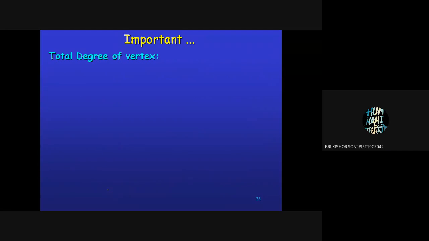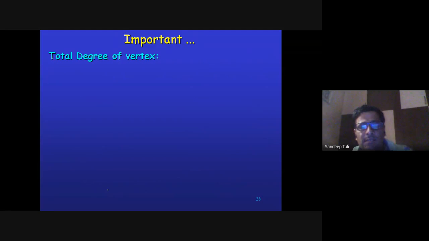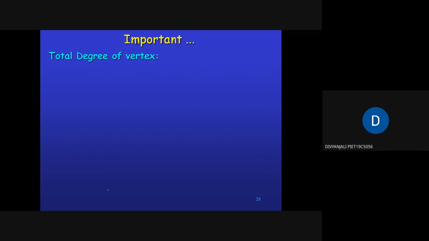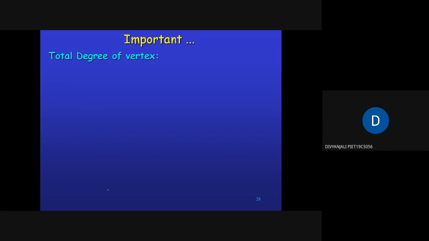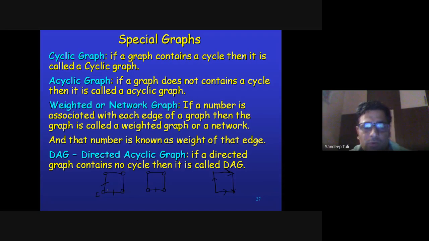Now come to some important points: total degree of a vertex. Yes, so what is the difference between acyclic and DAG? Acyclic could be directed, or sorry, undirected also.